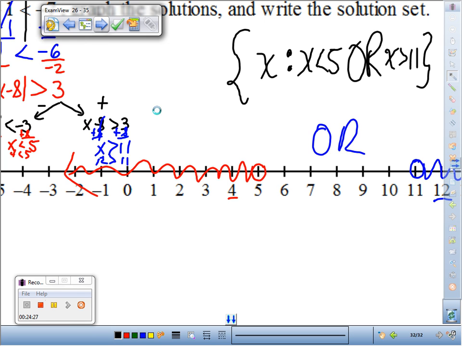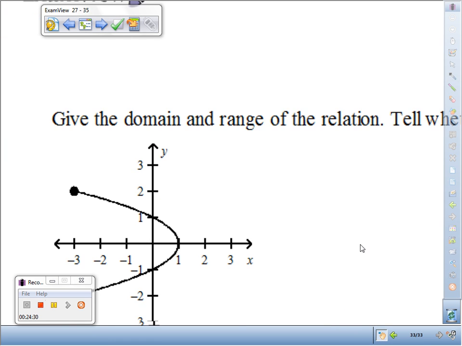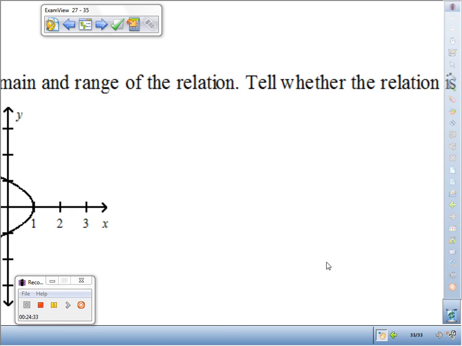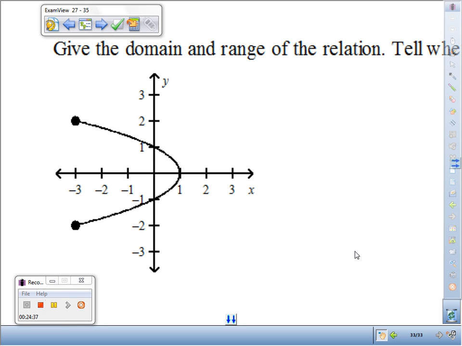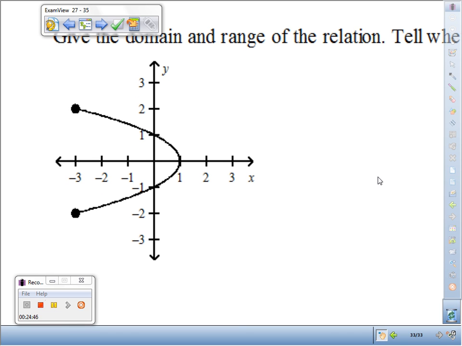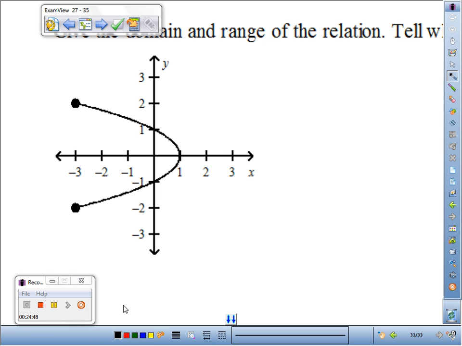Let's move on, number 27. Give the domain and range of the relation and tell whether the relation is a function. Here we go. Look up, please. So first of all, let's give the domain and range. I'm going to write down here, domain, and I'm going to write my solution set. What they're asking is, what x values are being used to create this relation?